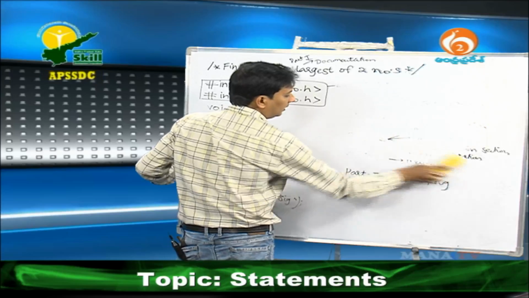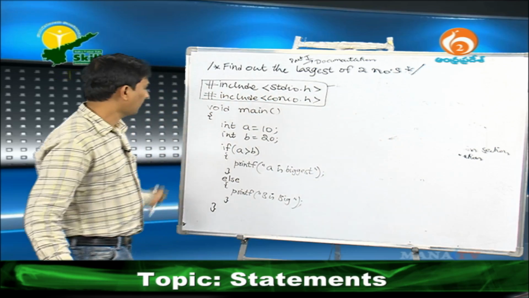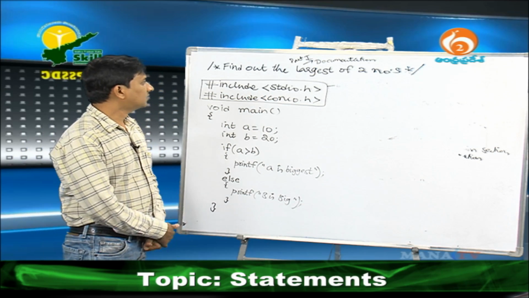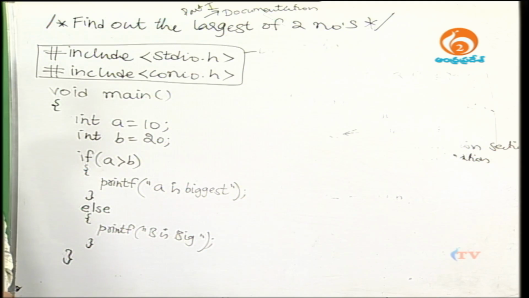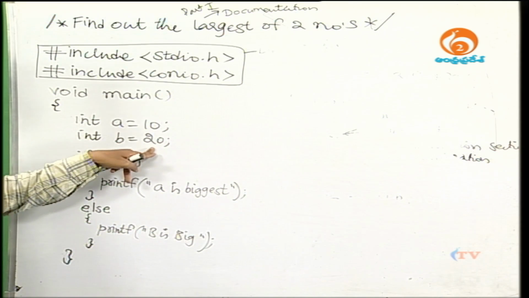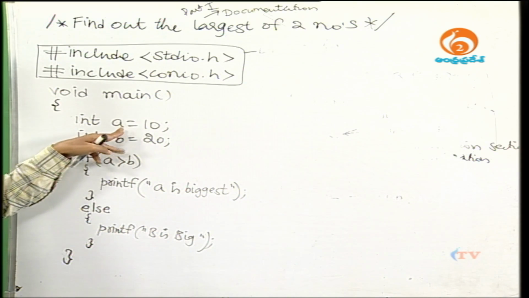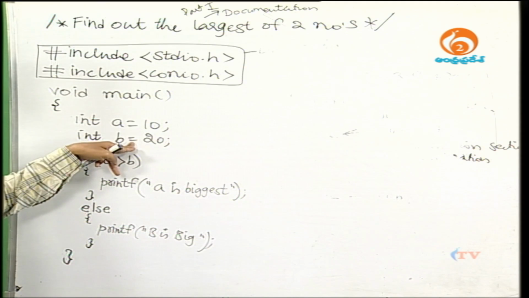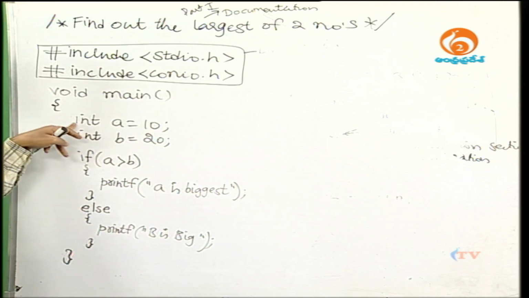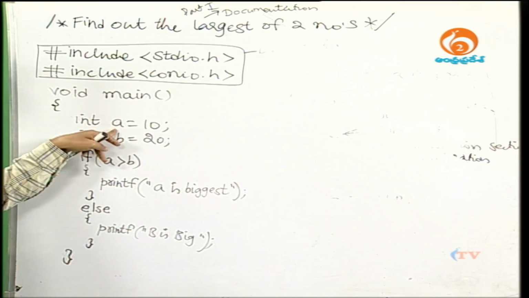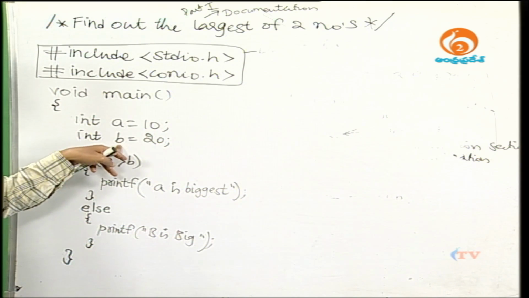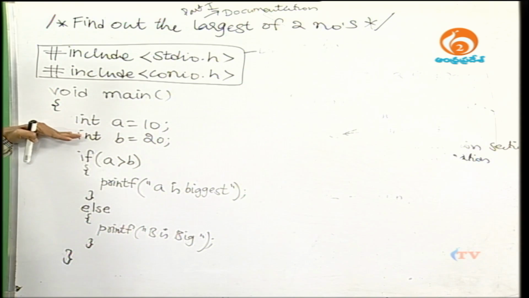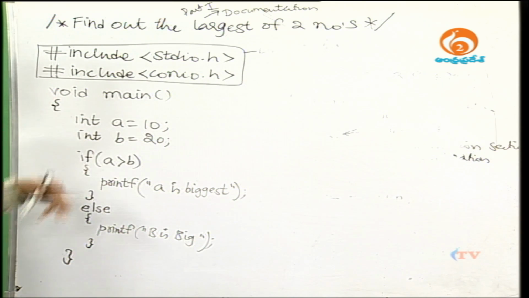Now I want to explain this program. I want to find out the largest of two numbers. These two variables are declared and initialized: A is a variable of type integer containing 10, and B is a variable of type integer containing 20. Memory is allocated for these two variables A and B.